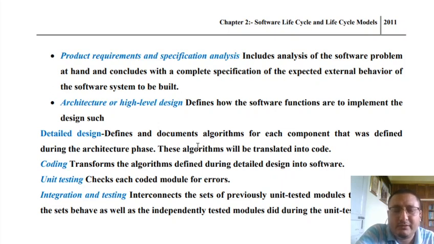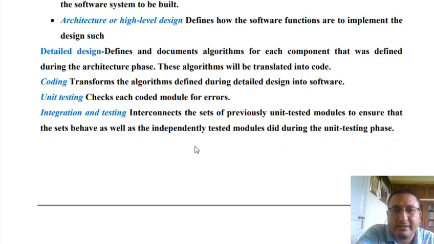We have already studied architecture or high-level design in the previous class. Again, we'll repeat it. In architectural or high-level design, we tend to identify the functionalities that are to be implemented and the relationship between them. In detailed design, we tend to identify the algorithm and the data structure that are to be selected for achieving the functionalities identified during architecture or high-level design.